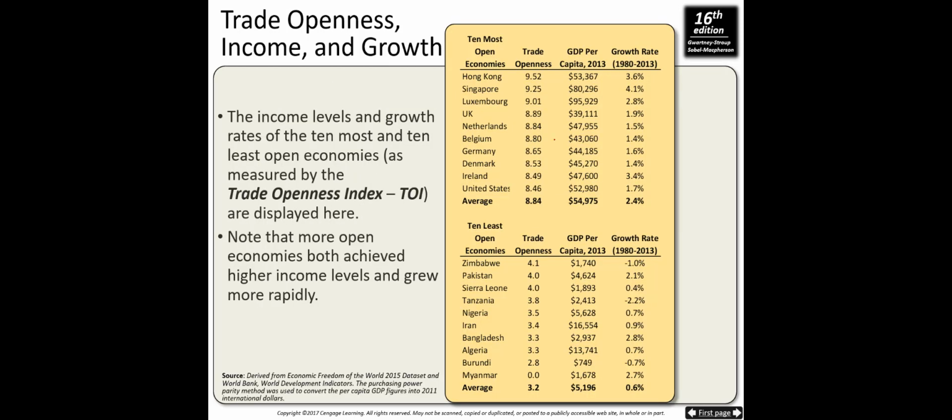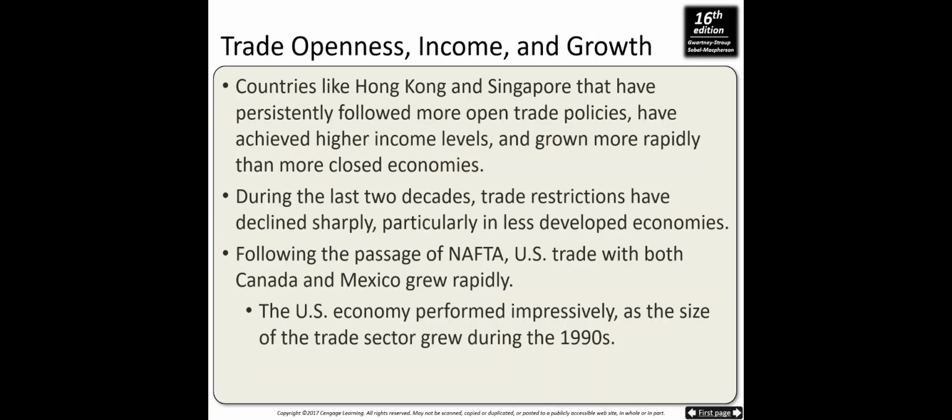Now you can see on the screen the top most open countries, whose trade openness is measured, and their GDP per capita and their GDP growth rate compared to the 10 least open economies. And as you see, the 10 least open economies have lower GDP and sometimes even negative and very low growth rates, with lower GDP per capita. Note that, given this table, more open economies both achieve higher income levels and grew more rapidly. Countries like Hong Kong and Singapore that have persistently followed more open trade policies have achieved higher income levels and grown more rapidly than more closed economies.